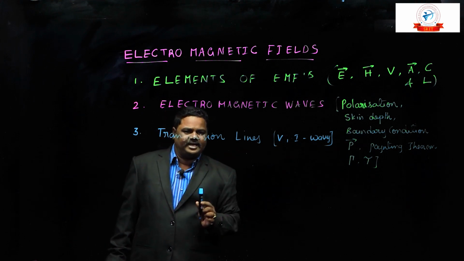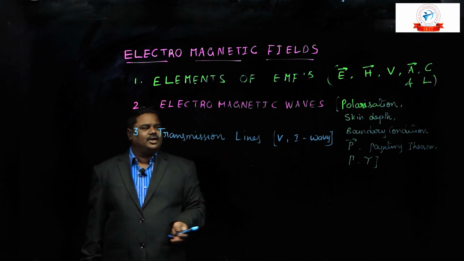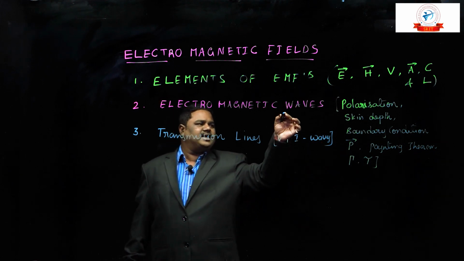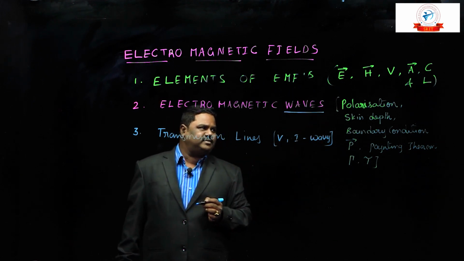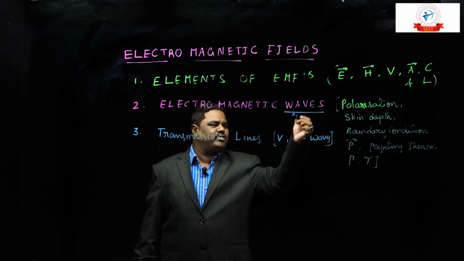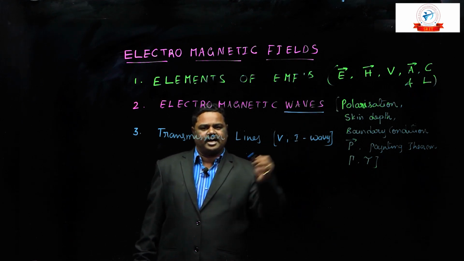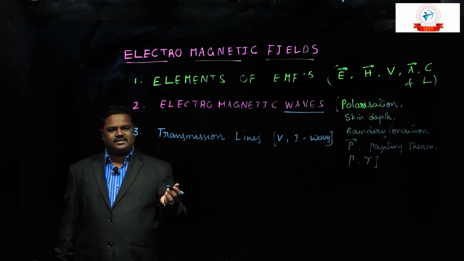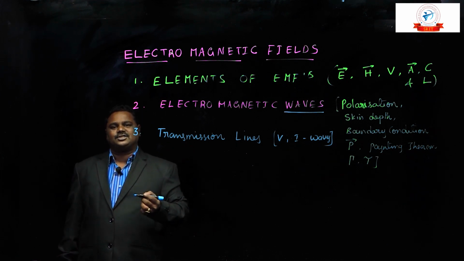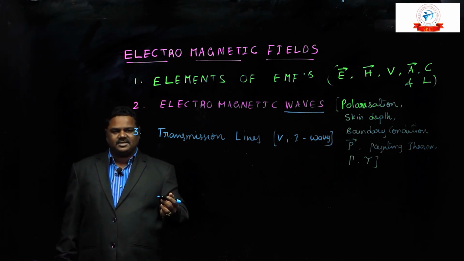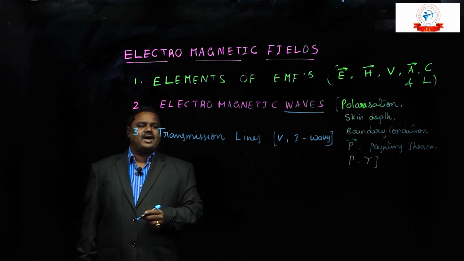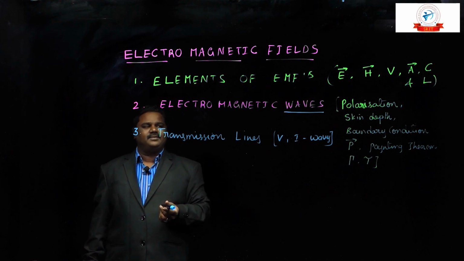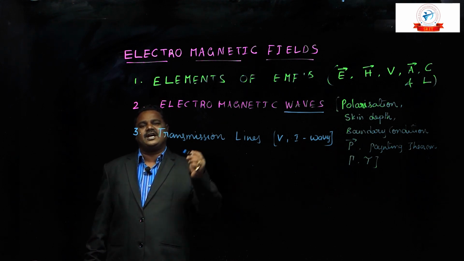The reason is that in the transmission line, the voltage and current flow in the form of waves. Already we understand in the second chapter what is meant by waves. That's why we are extending the concept of waves in terms of voltage and current. In transmission lines, the voltage and current flow in the form of waves. That's why transmission lines is also called the study of voltage waves and current waves. So it is very appropriate to study voltage waves and current waves in electromagnetic fields, because we already know the concept of a wave.